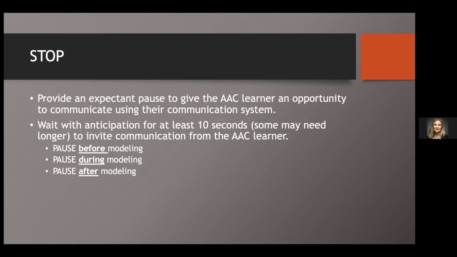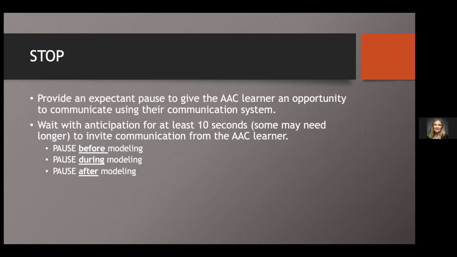You want to pause before you're modeling, during, and after. In that video, he was modeling what his expectations were, and paused and gave the AAC user enough time to actually make a comment. And like I said, sometimes it's a long time, and we're in such a fast-paced world. We just expect things to be so instant. But learning how to stop and wait. That was only 10 seconds. I've seen kids who need 30 or 40 seconds to respond.